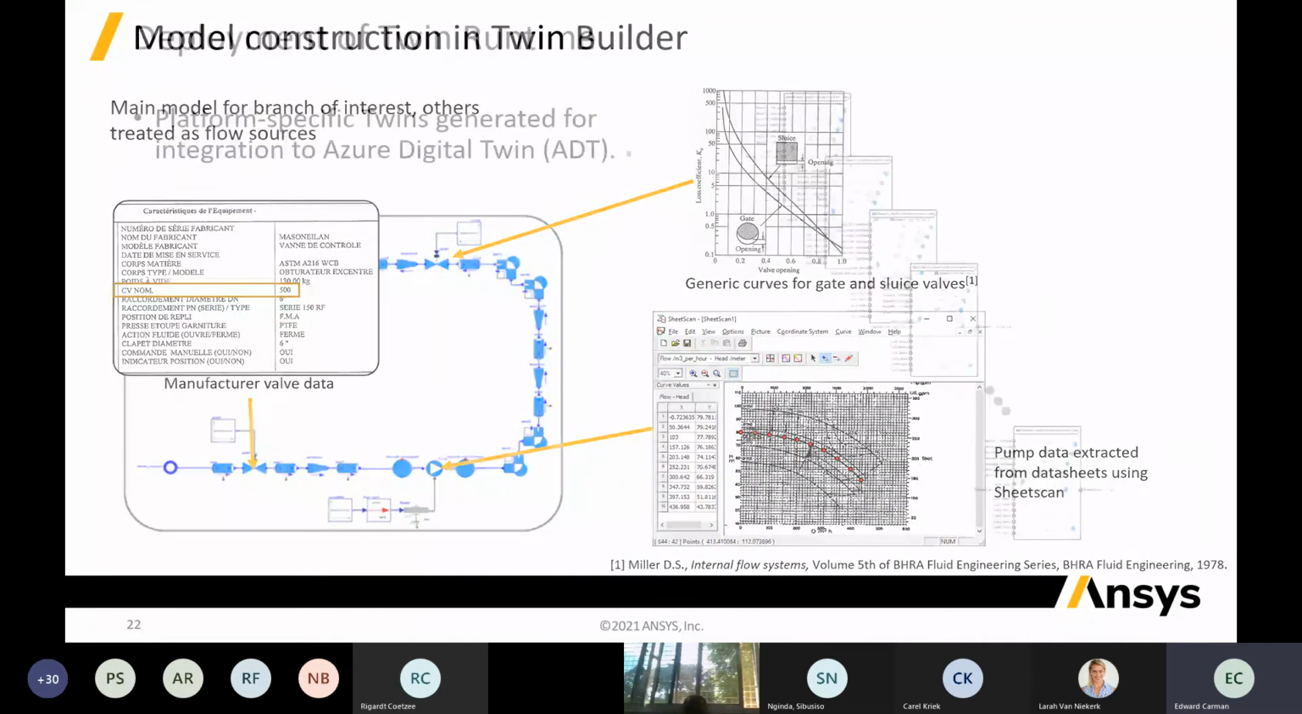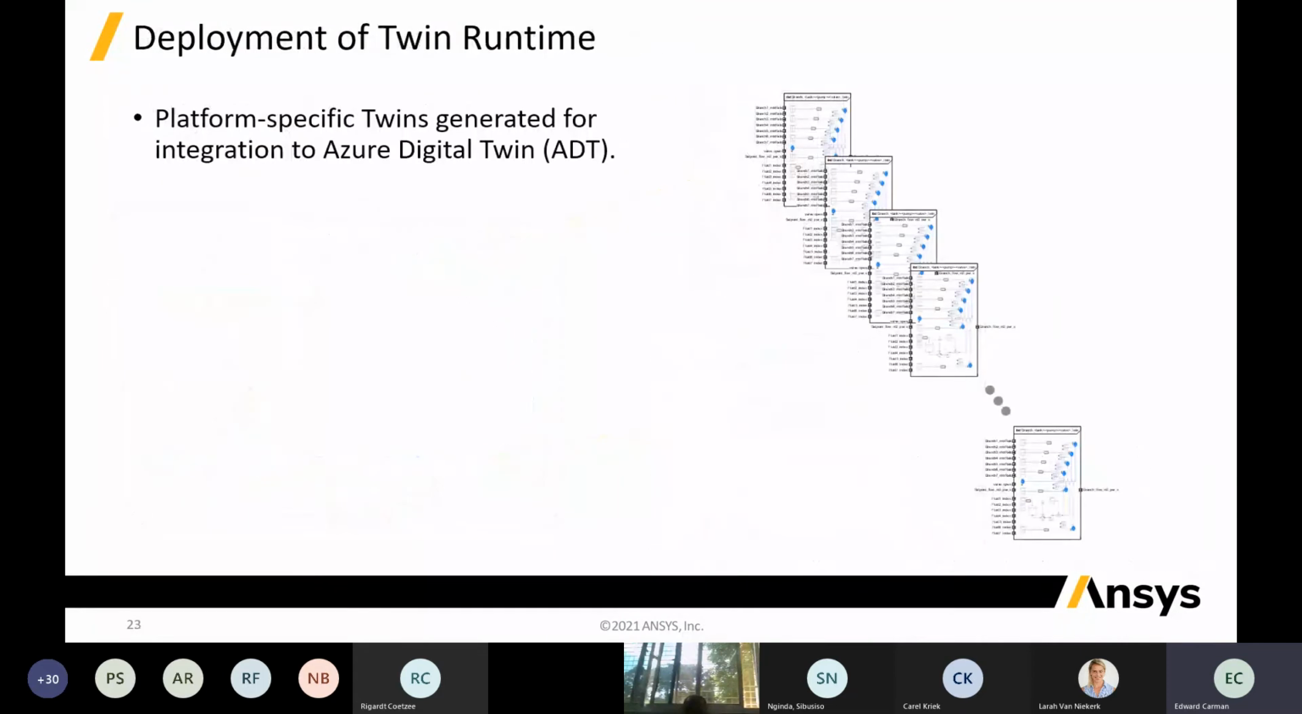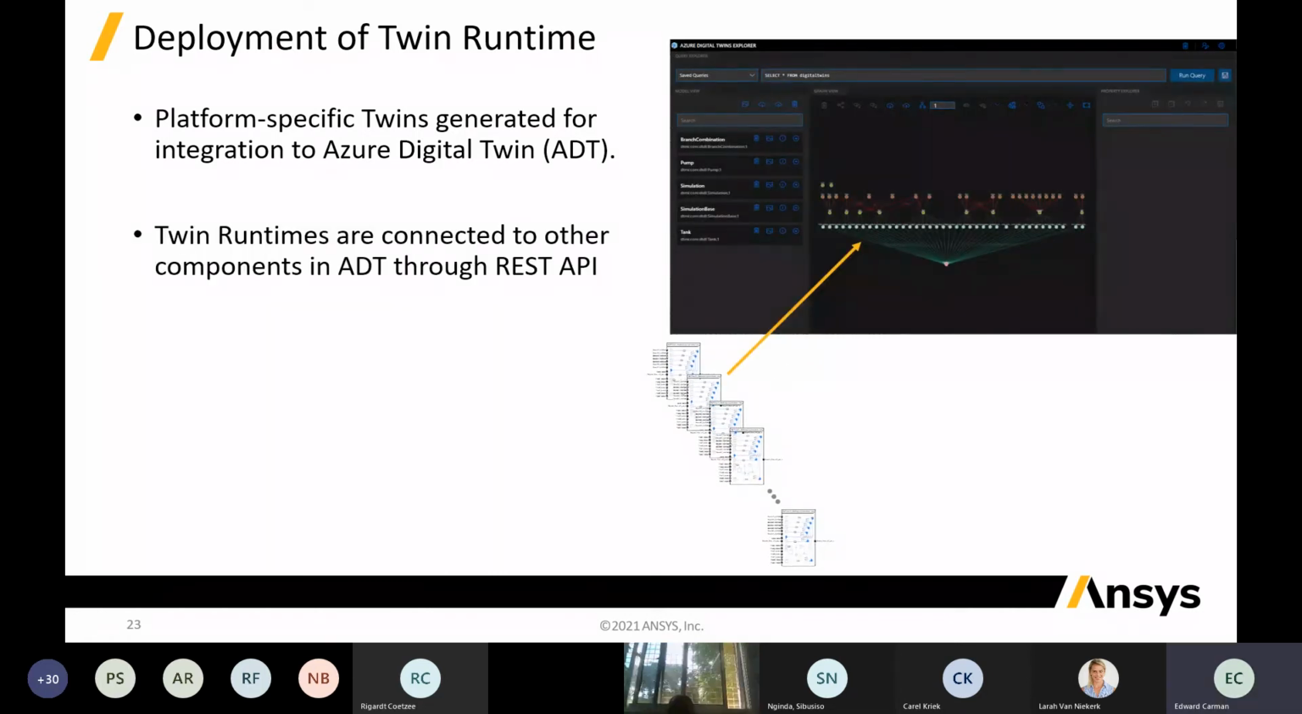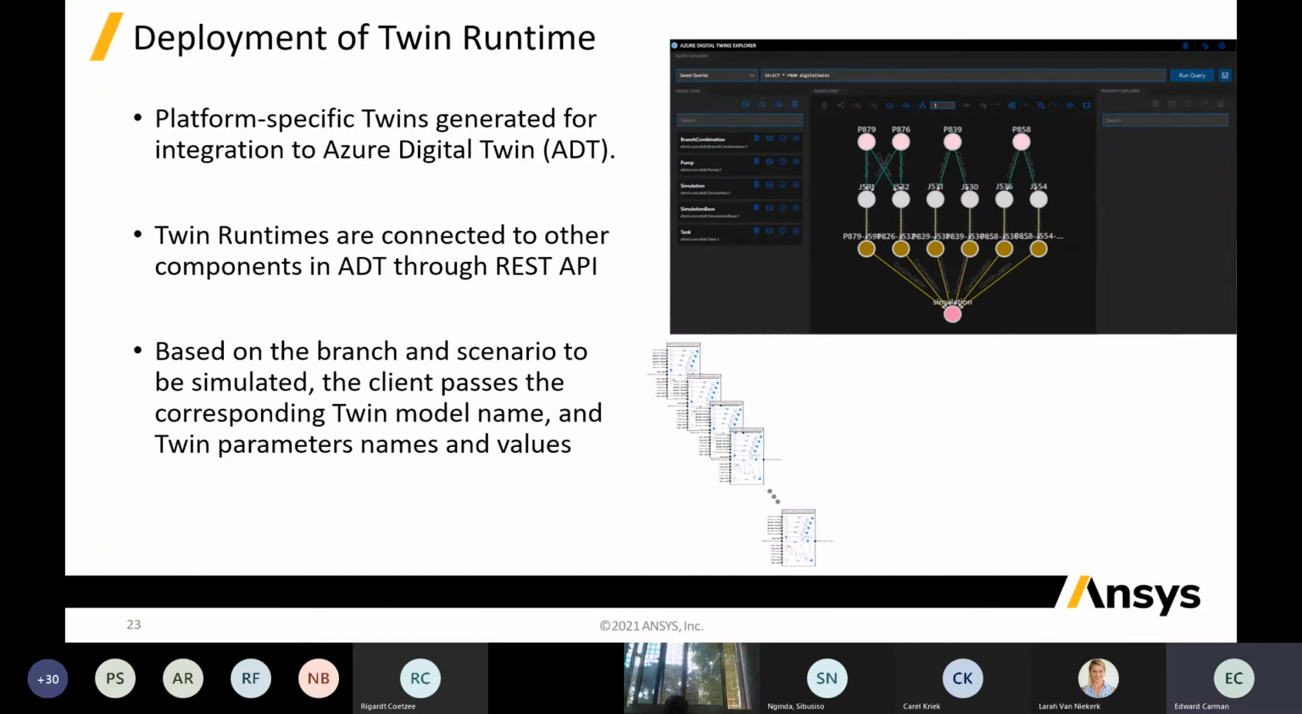Once we've built these models, we then generate the platform-specific runtimes. So take the models, export them in a form that will run on Azure Digital Twin in its operating system environment. And these are connected to the twin through an API, which was implemented by Microsoft. And this represents all the possible ways this flow could go through the plant.